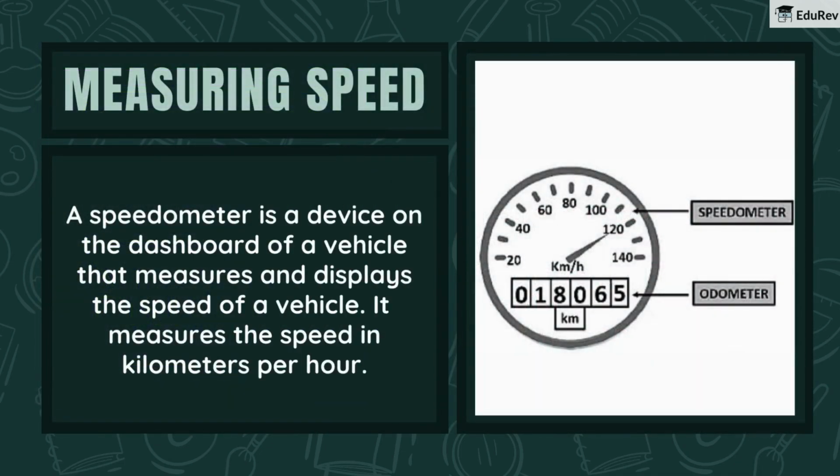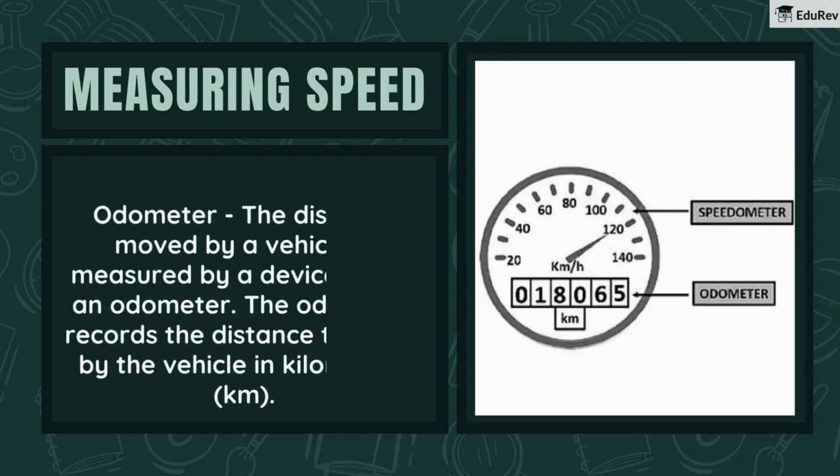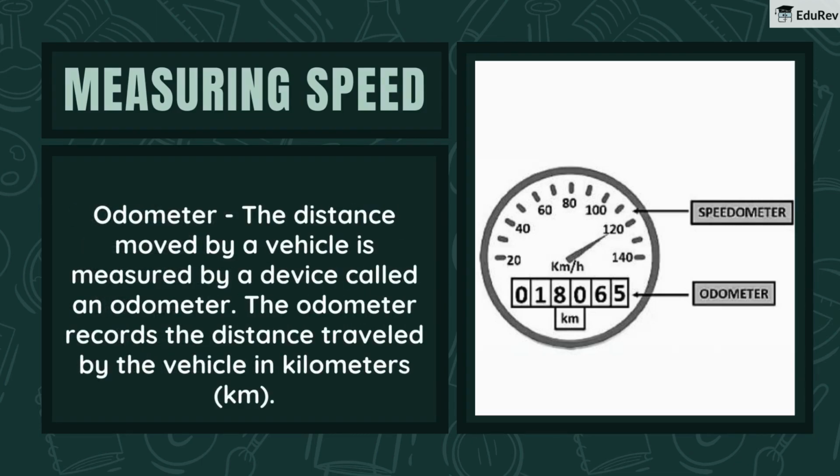Ever wonder how cars know how fast they're going? They use a speedometer, which is a device on the dashboard of a vehicle that measures and displays the speed of a vehicle. It measures the speed in kilometers per hour. And guess what? Cars also have a device called an odometer. The distance moved by a vehicle is measured by this device. The odometer records the distance traveled by the vehicle in kilometers.